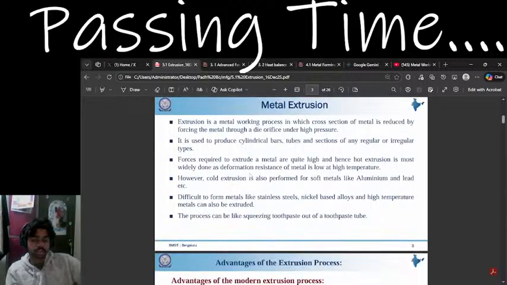Extrusion is a metal working. Okay, I'll just read the material. Why not just give it a shot? Extrusion is a metal working process in which the cross section of metal is reduced by forcing the metal through a die orifice under high pressure. It is used to produce cylindrical bars, hollow tubes and sections with regular or irregular shapes.